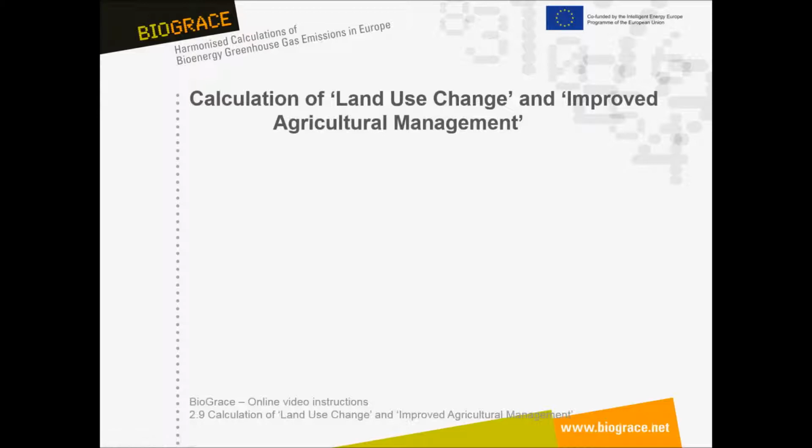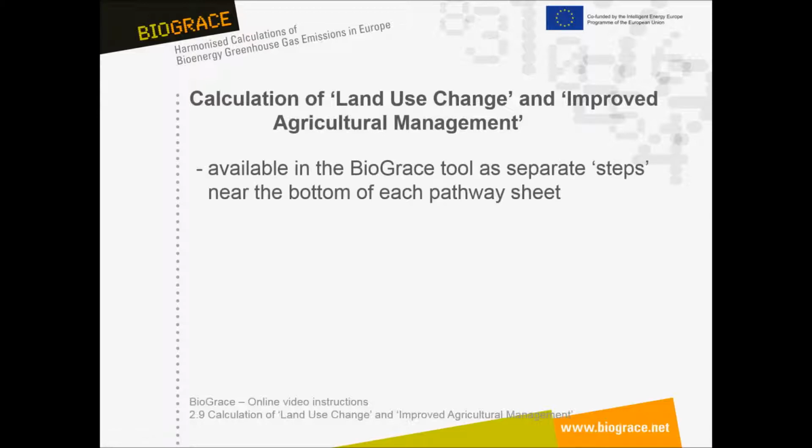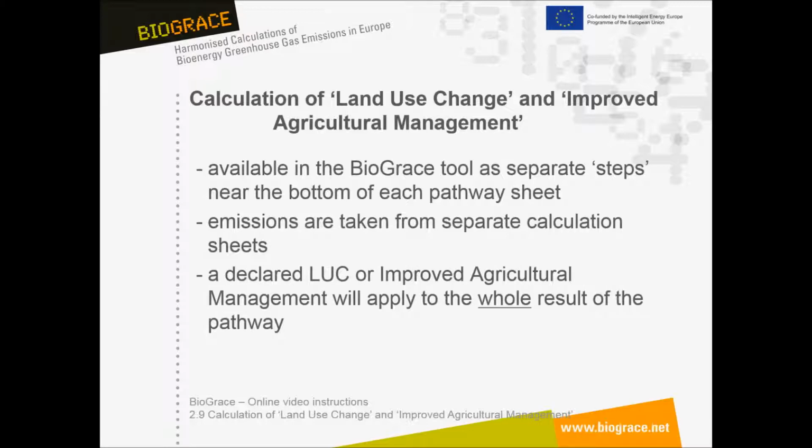LUC and improved agricultural management are available in the BioGrace tool as separate steps near the bottom of each pathway sheet. These will collect the emissions caused by carbon stock changes from the LUC sheet or the ESCA sheet. So you will need to fill in the appropriate sheet to calculate your actual changes in carbon stock. A decreased LUC or improved agricultural management for a pathway will apply to the whole result of the pathway.